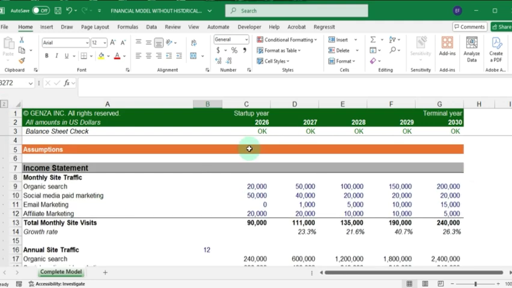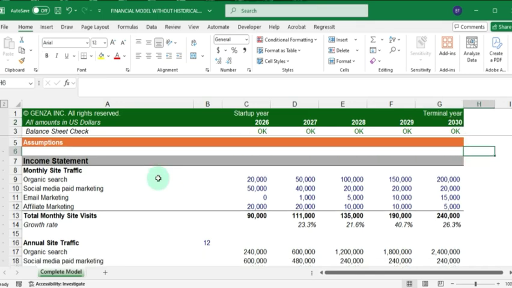Now this company is called Genza Inc., as you can see from the top right here. So that is the tab, and then we are saying that this particular company is a new company. So it doesn't have any historical financial data, and it's going to start in the year 2026. The prospective owners of the company are interested in knowing the performance of the business in the first 5 years. So that is starting from the year 2026, which is a startup year, to 2030, which is the terminal year for the purpose of preparing this particular financial model. All right, so that is what we are having here.